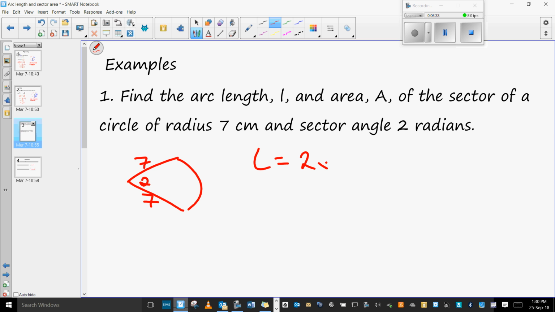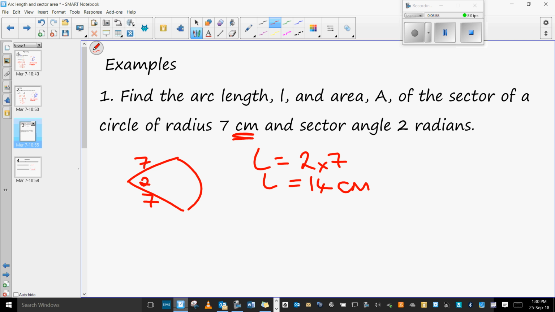Multiplied by 7, which is 14. Okay, this unit was in centimetres, therefore the arc length would also be centimetres. That's it. Simple, isn't it? Yes? Like, distressingly simple. Some people do it and go, I can't believe I've just given them marks for that. But it really is that simple.